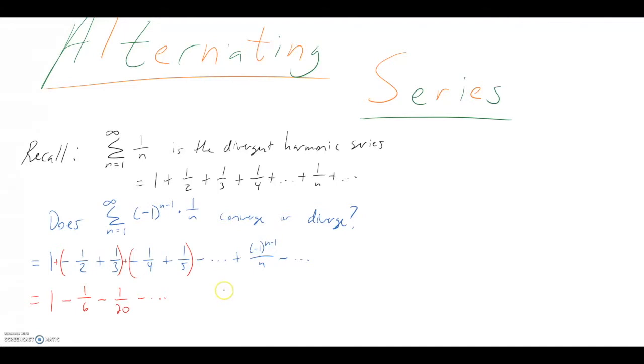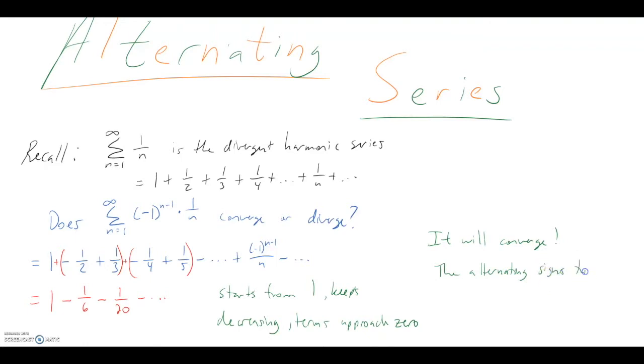But those fractions, they're going to approach 0 very quickly. So this sum starts from 1, keeps decreasing, and the terms approach 0. And so this will be a series that will converge. We're not going to subtract enough to go below 1 and keep going to -infinity, but we are going to keep subtracting until we reach a finite sum. And the alternating signs have turned what was a divergent series, the harmonic series, into a convergent series. And this alternating property is what we're going to look at with the rest of this lesson.